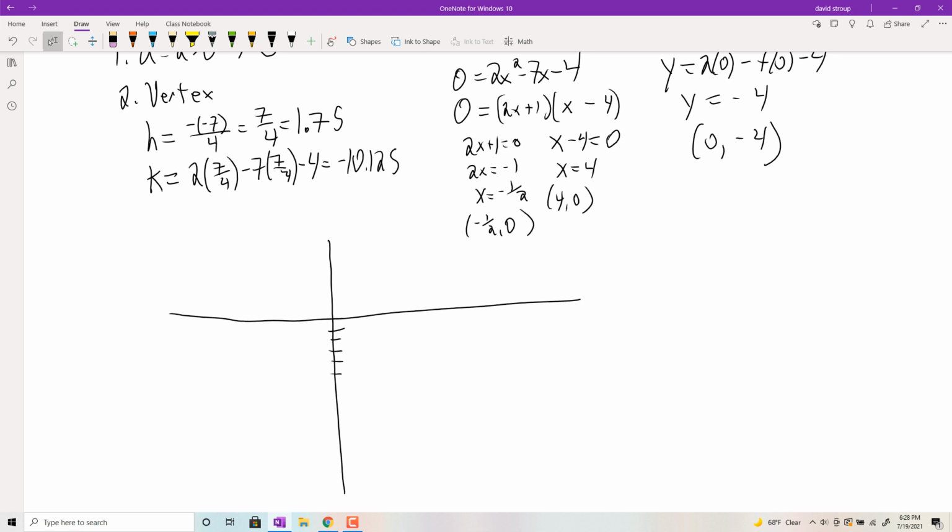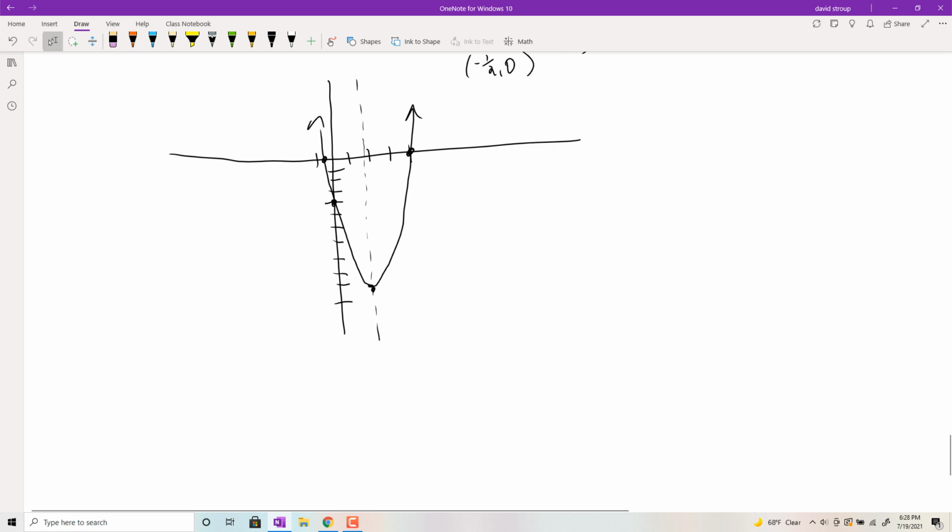1, 2, 3, 4, 5, 6, 7, 8, 9, 10, 11. 1, 2, so 1.75 about right there, and then negative 10.125 around there. 0, 1, 2, 3, 4 for the y-intercept. 1, 2, 3, 4 for one of the x's, and then negative 1/2 for the other. It should look something like this. And the axis of symmetry is at 1.75. Okay.